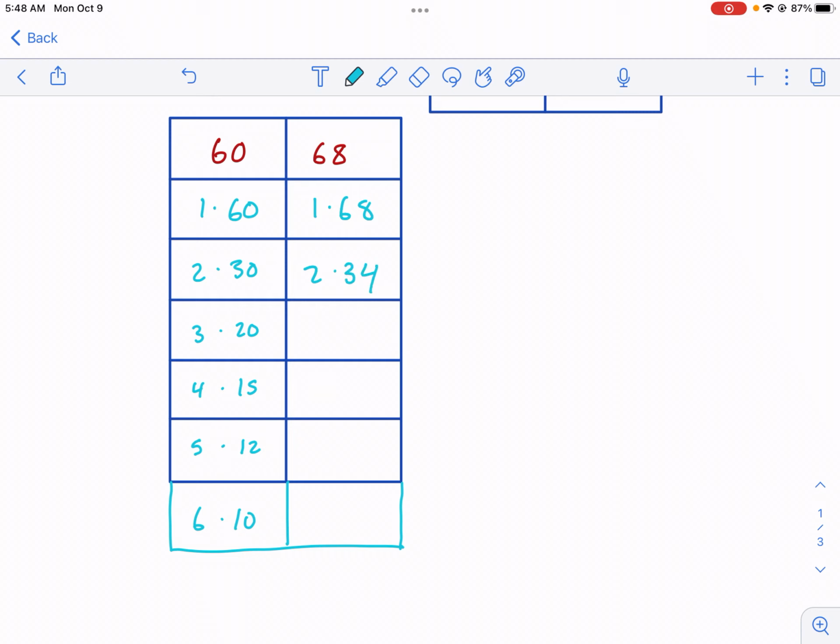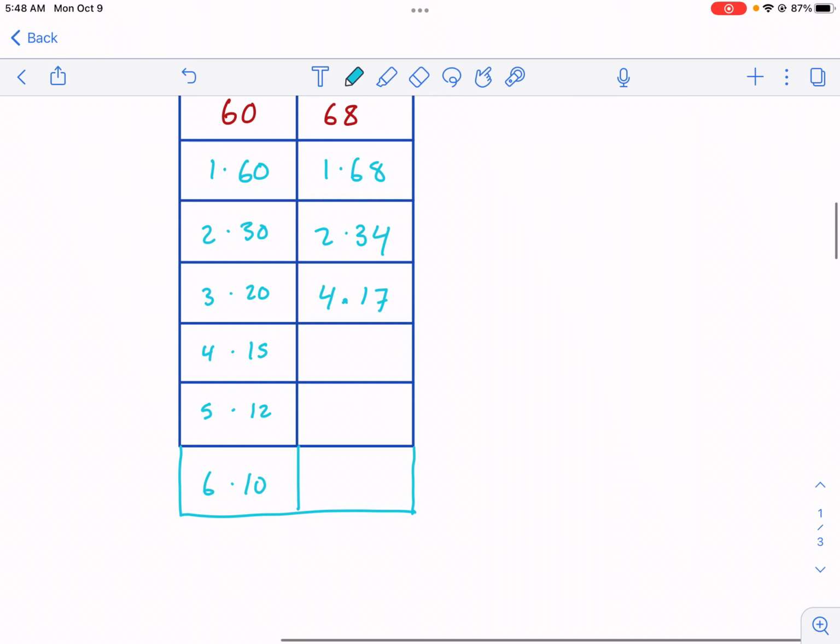8 plus 6 is 14. That's not divisible by 3, so 3 is not going to be a factor. 4 might. So I knew 4 times 15 was 60. So it's going to be 4 times 17. And that might be all of them. 12 is not a factor. And I think that's it.